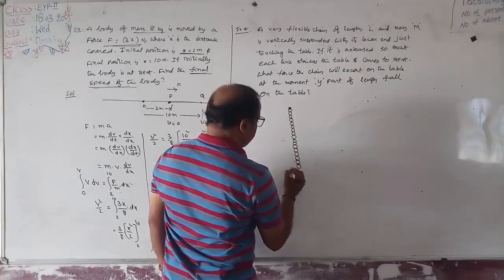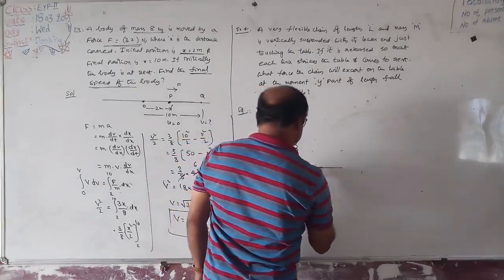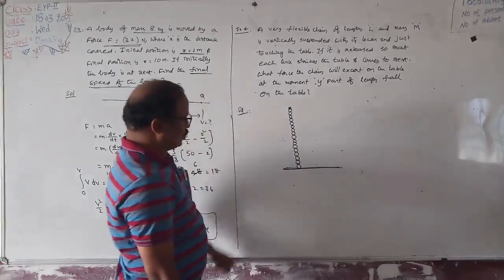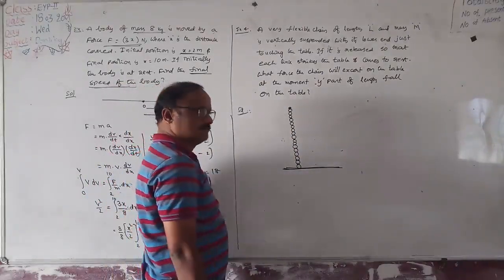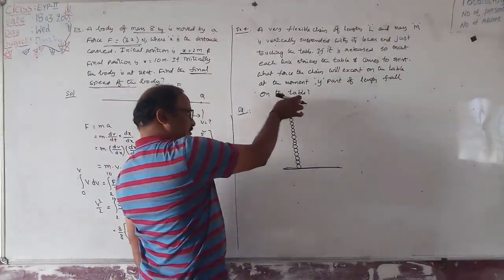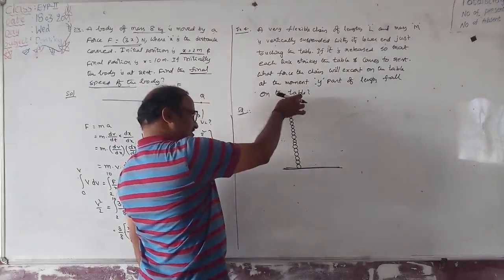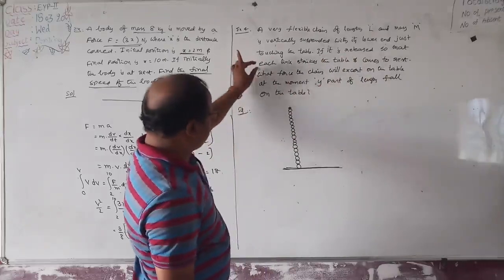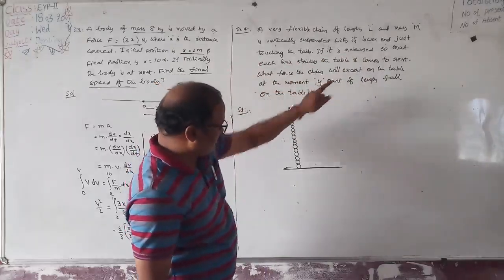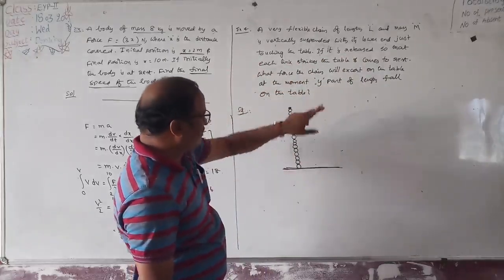Chain is having so many number of links. This is the surface of the table. Total length of the chain is equal to L and total mass is equal to capital M. You understand? How did we hold it? Suppose we release it here, so that each link strikes the table and comes to rest on the table.